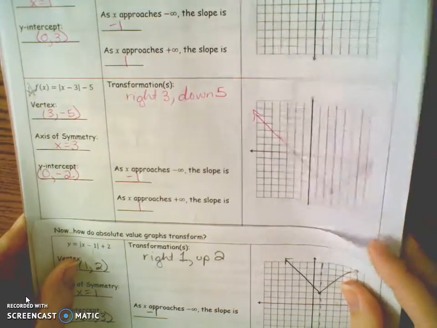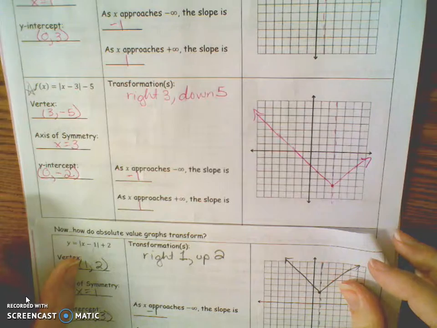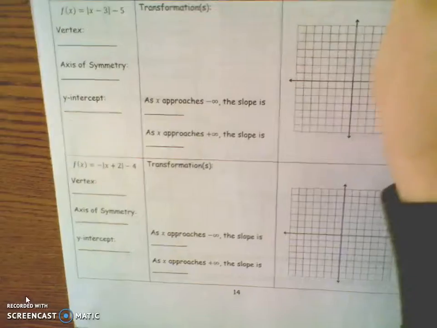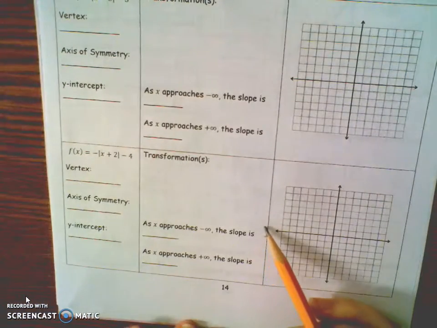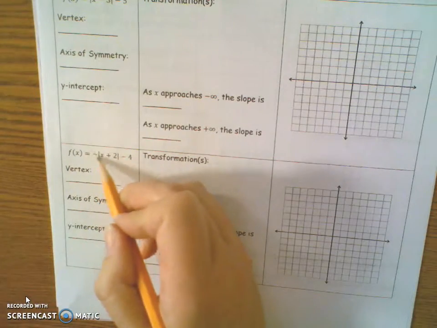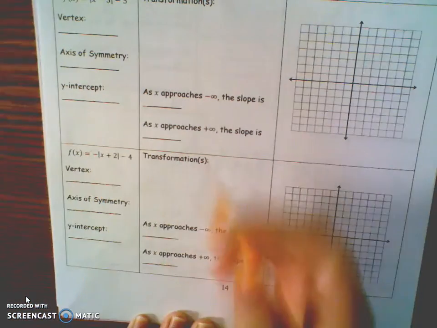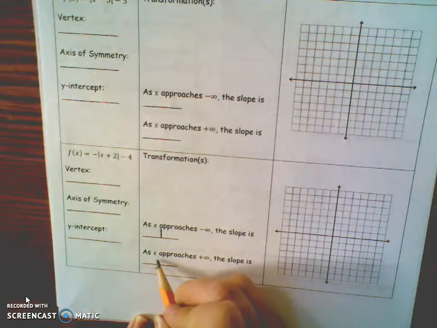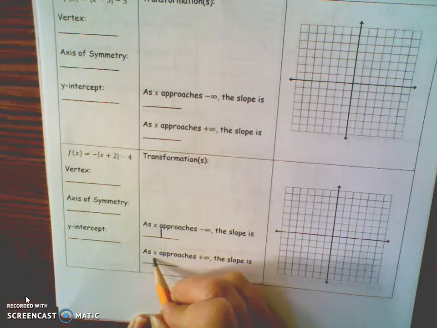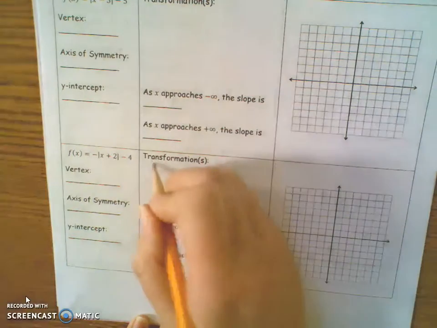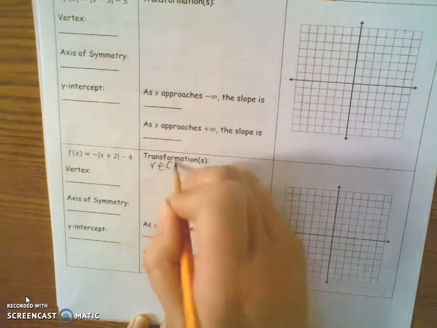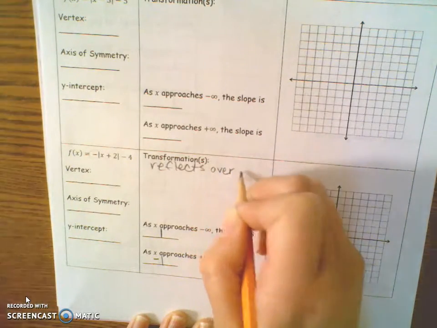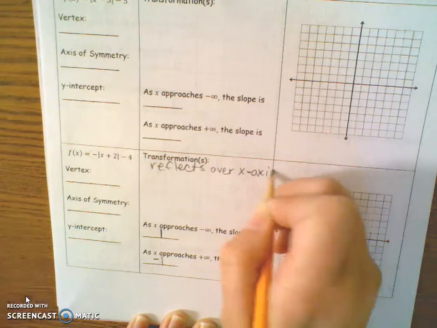Okay, there are your answers for the second one. And let's do number 3 together because we've got something different that's happening here. In this one, our slope is going to be the opposite. So this is going to be the opposite of -1, and this is going to be the opposite of 1, of what it was before. So they flip because this reflects over the x-axis. That's what that negative does. So it reflects over the x-axis.